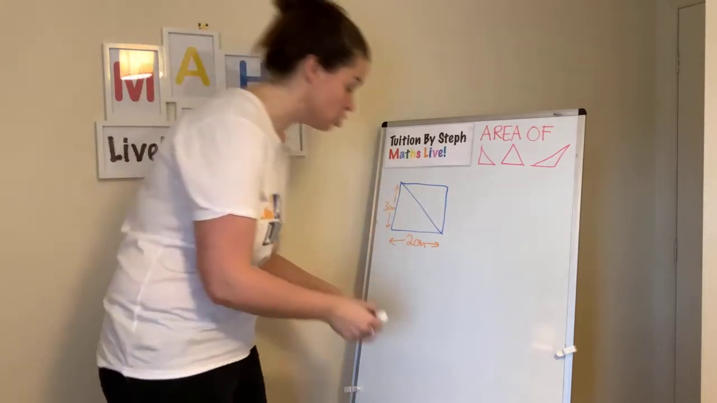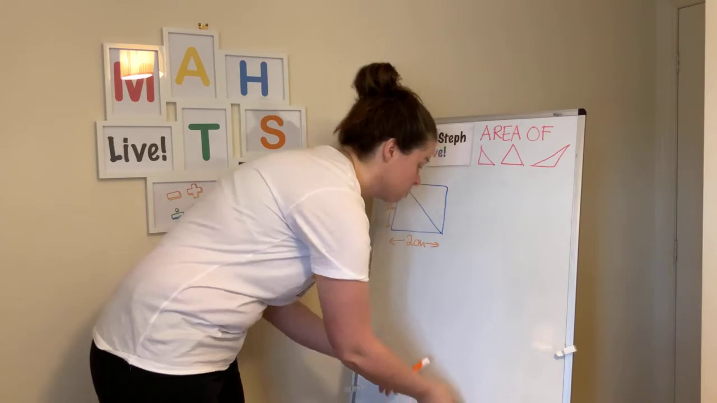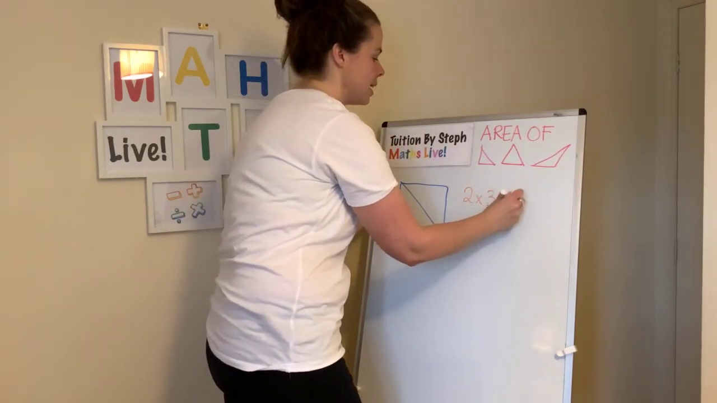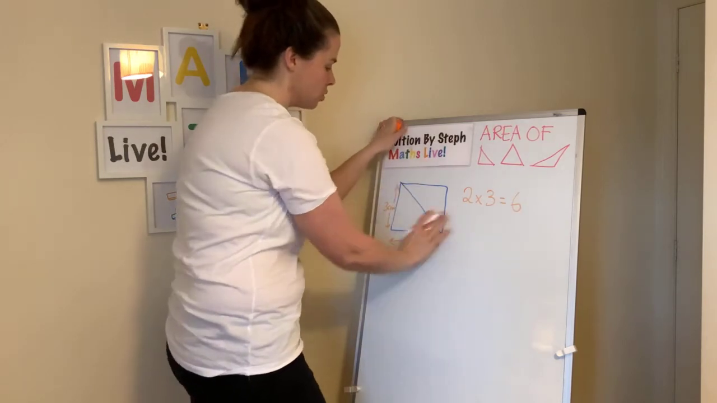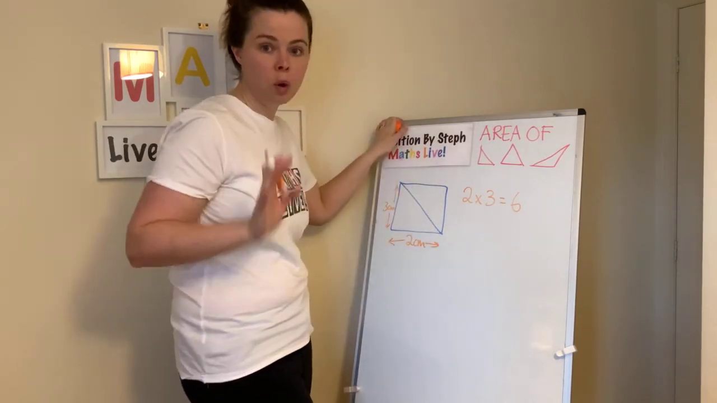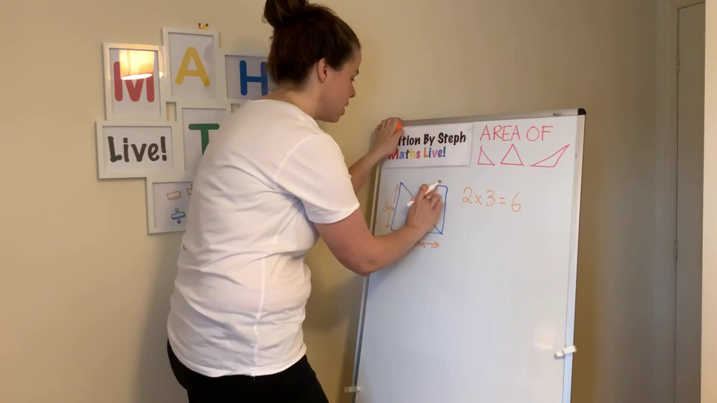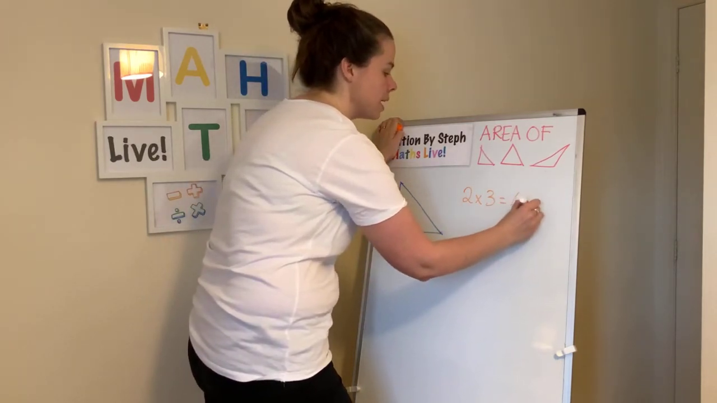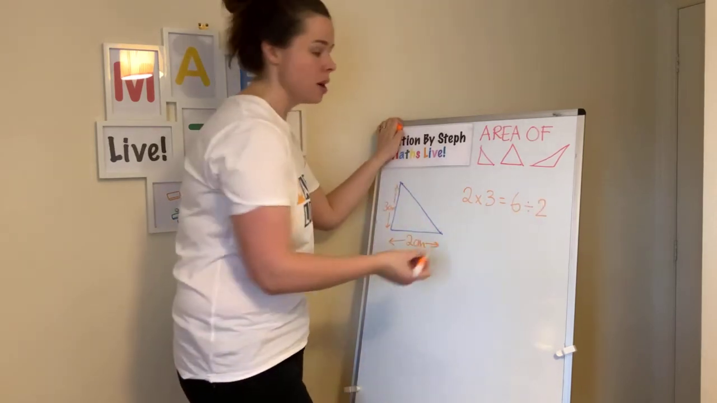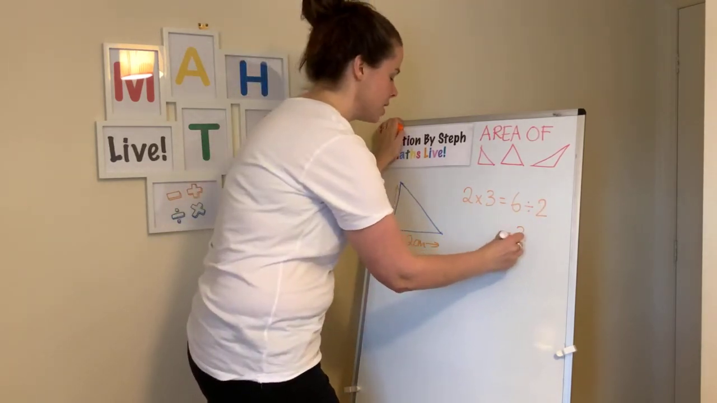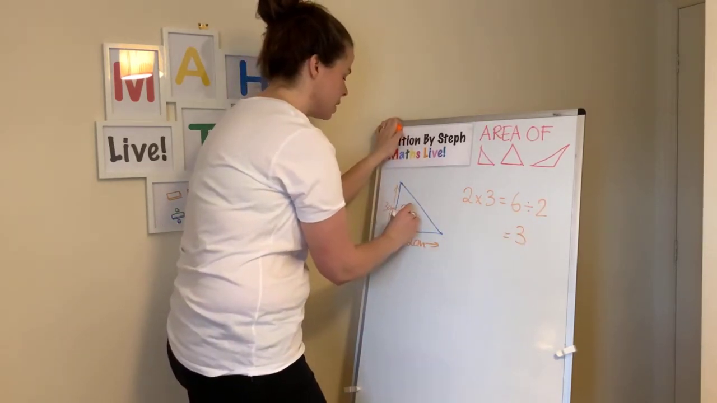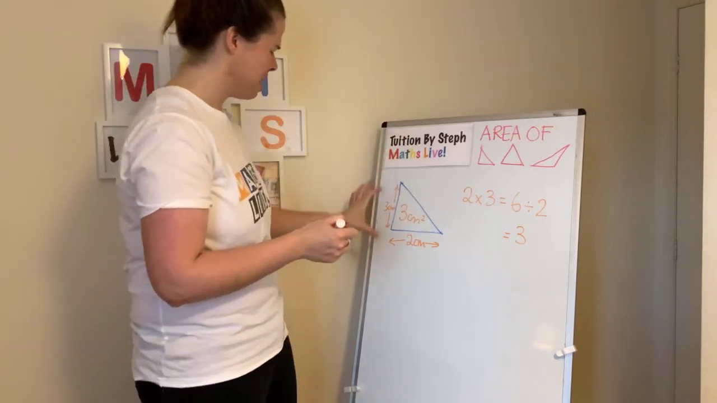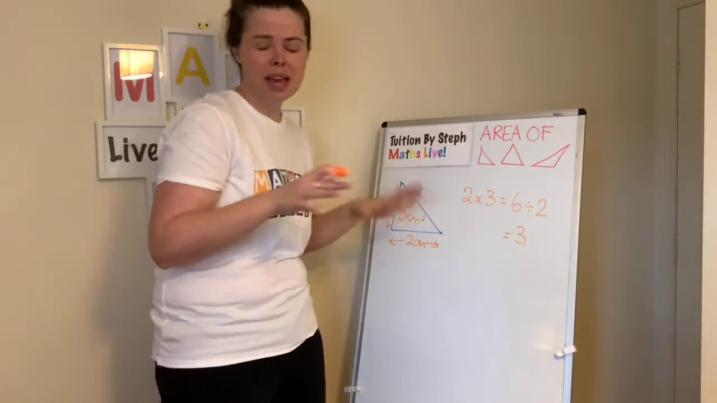So that's what I need to do to my answer. I do 2 times 3, which is 6. But that accounts for the whole quadrilateral, and it's not, it's a triangle. So then what I've got to do is divide my answer by 2, and it's 3. So the area is 3 centimetres squared. And I know you might think, that's a bit weird because it's the same as the length, but don't worry about it.